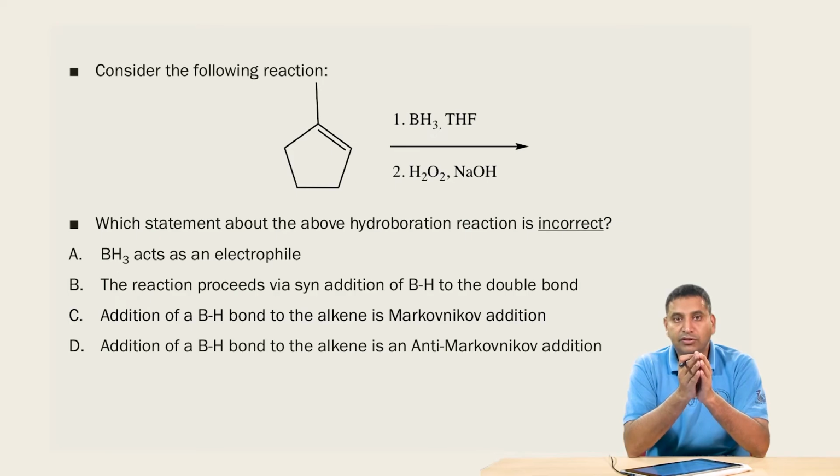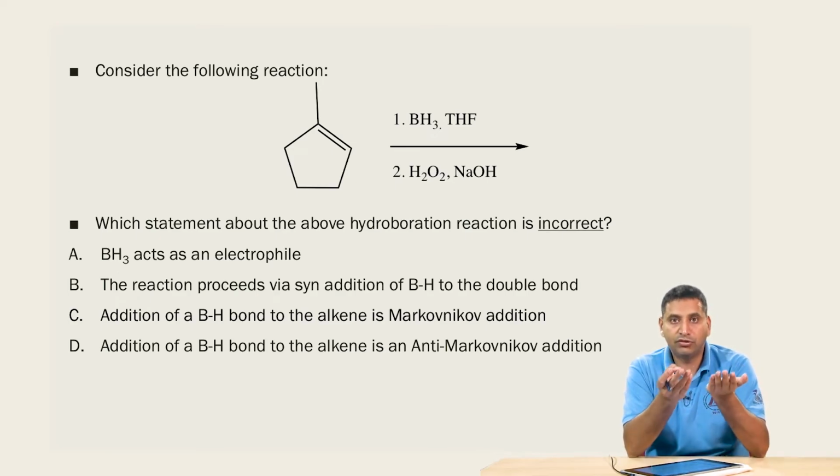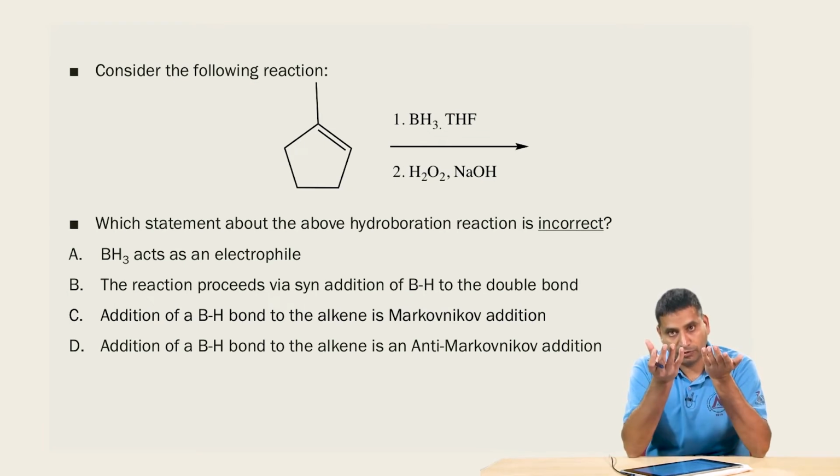The second statement, which is the reaction proceeds via syn addition of BH to the double bond, based on stereochemistry, we have already described to you that the BH acts from the same face, that is the boron and hydrogen act from the same face. We have plenty of experimental evidence to show that. Okay. So, therefore, B is also correct.